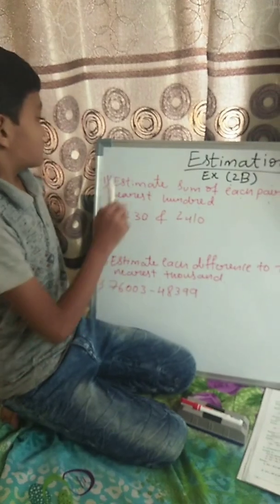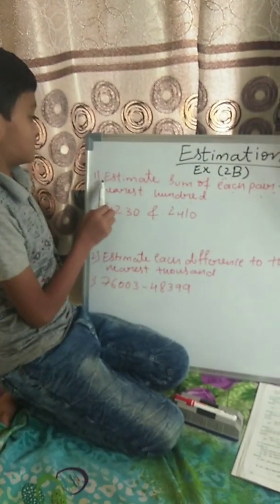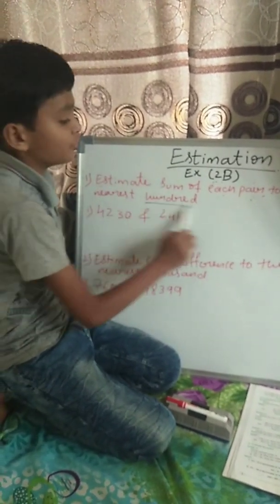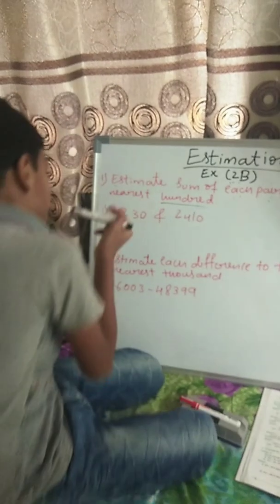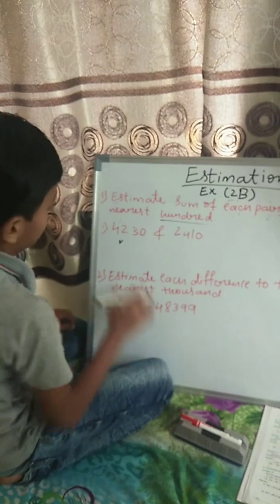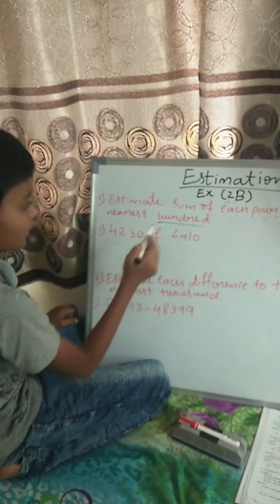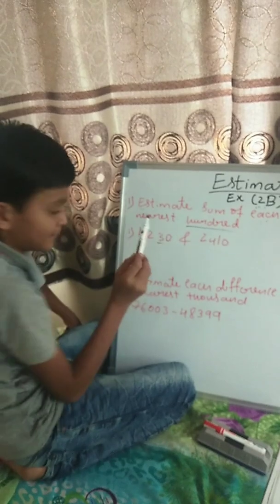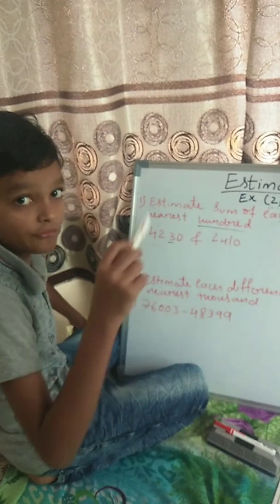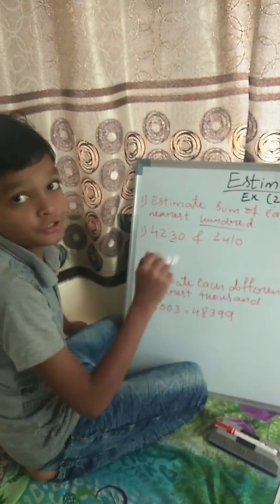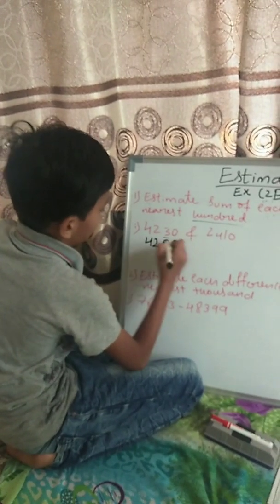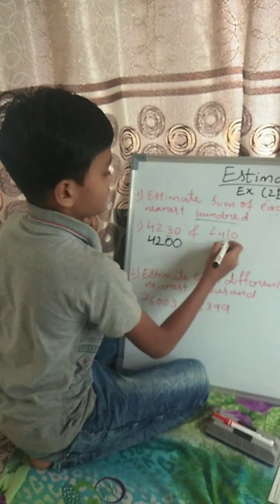Okay. So we move on to 2B. The first question is estimate the sum of each pair to the nearest 100. Okay, now let's do this. First, 4,233. Here, the 100th place, so we have to check at the tens place. When we check at the tens place, we can observe 3, which is less than 5. So it should be converted into 0. And the final answer is 4,200.